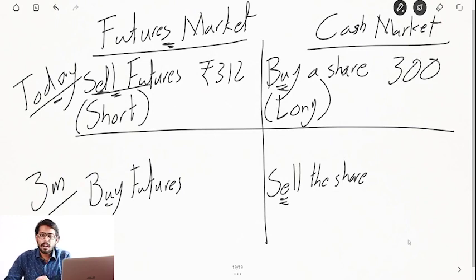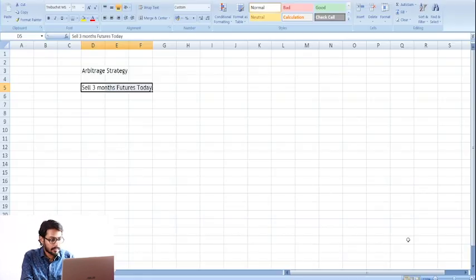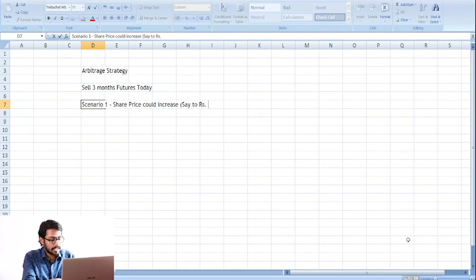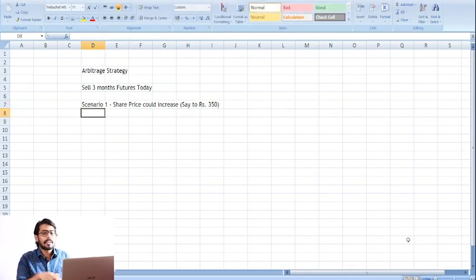Now after 3 months, what happens? After 3 months, there are two possibilities. Scenario one, the share price could increase from 300, say to rupees 350. I'm just going to assume 350 and let's see how it works out. Then we'll try 250. Two scenarios: either the share price will increase or decrease.